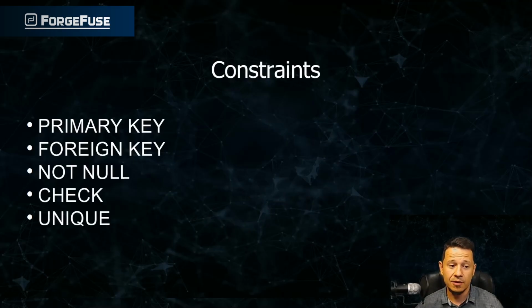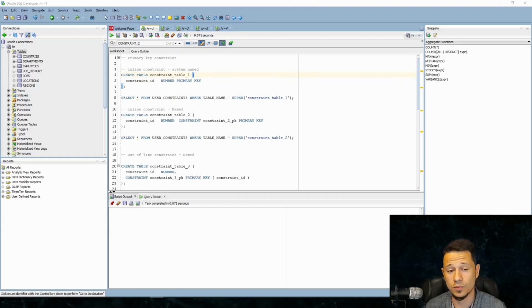On the exam, 5 constraints are covered, which are primary key, foreign key, the not null, the check, and the unique constraint. Let's jump straight ahead to some examples and see how this works. So, first, let's start with the primary key constraint.